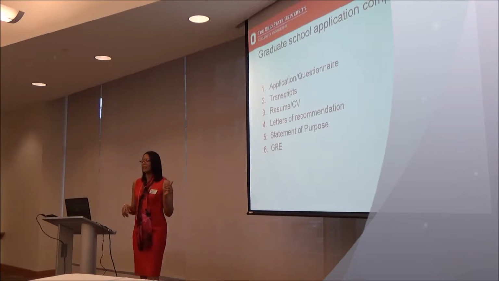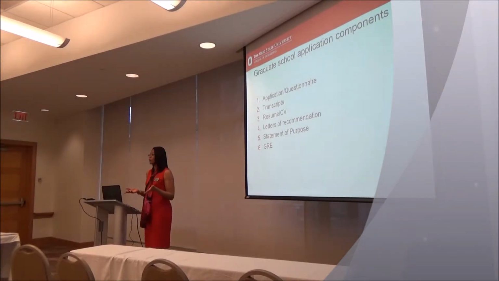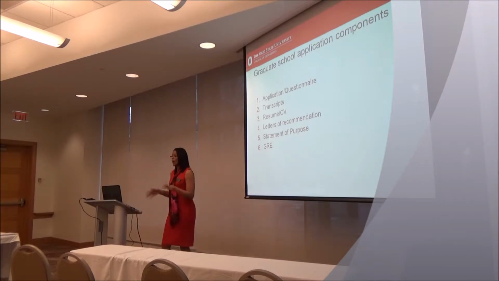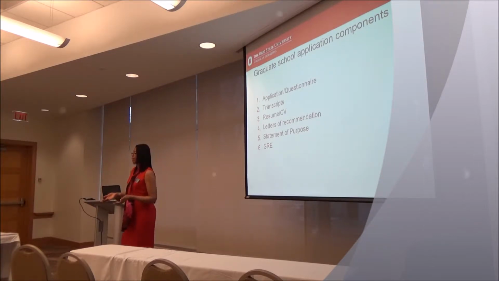Okay. So I like to point out that there are generally 6 components to an application. Some programs do require a GRE, and that will be the final component. But just to walk you through those, at Ohio State in particular, the first part of the application is online. It's an online application, and many institutions do have some sort of online or automated system for you to apply. Along with that, you're going to need to provide your transcripts.